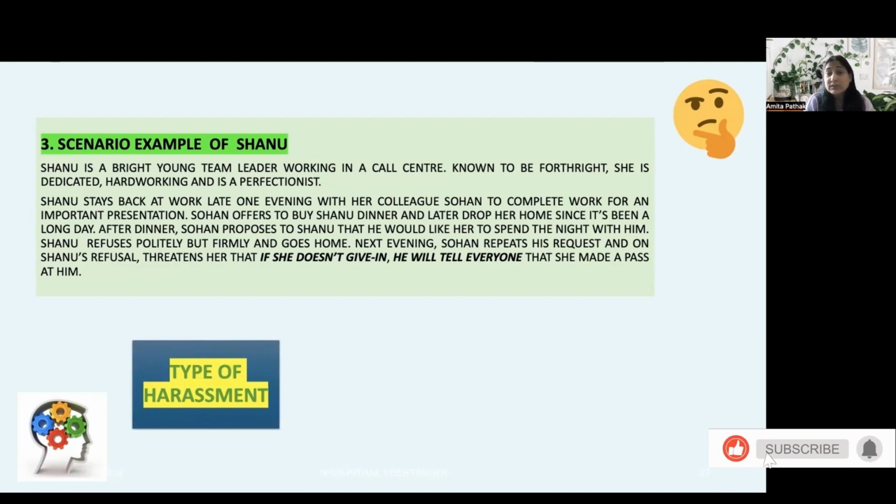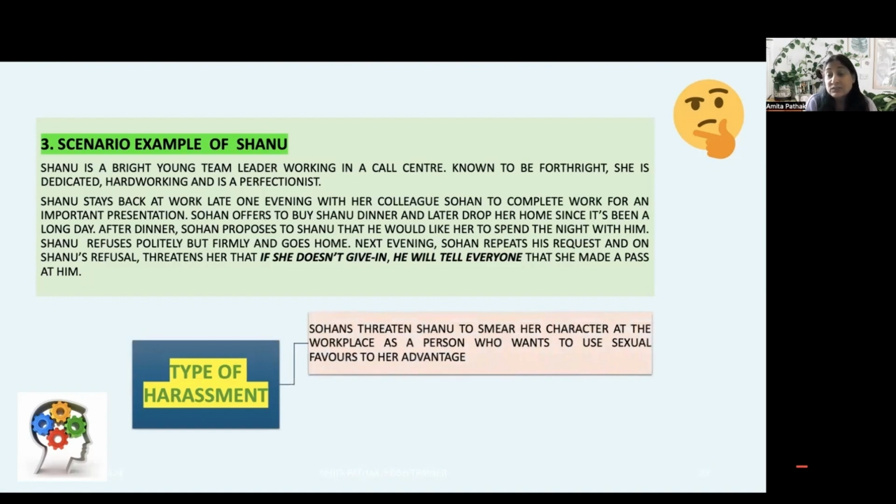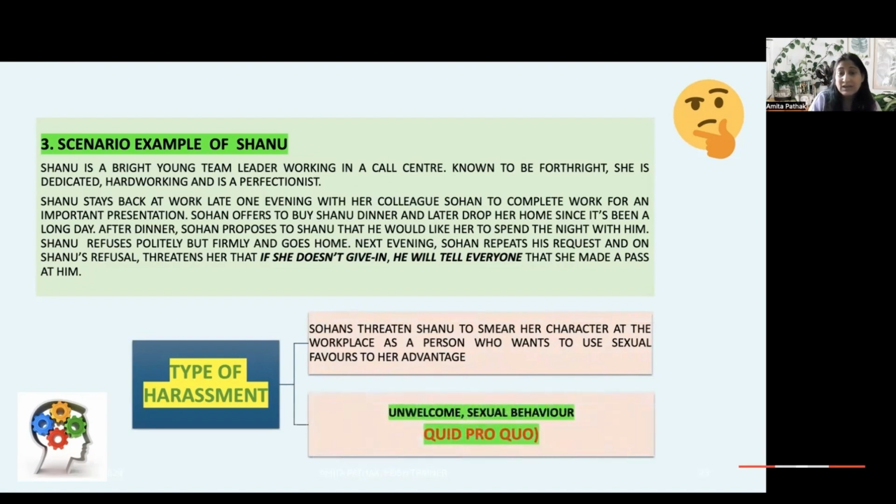Here, Sohan is proposing to Shanu to spend the night with him. And on refusal of Shanu, what did he do? He repeats his request and also threatens her that he will tell everyone that she made a pass at him. So let us understand the type of harassment here. Sohan tries to smear her character at the workplace as a person who wants to use sexual favor to her advantage. And this is totally unwelcome sexual behavior, quid pro quo, because again, it is an example of a threat for the sexual favor.